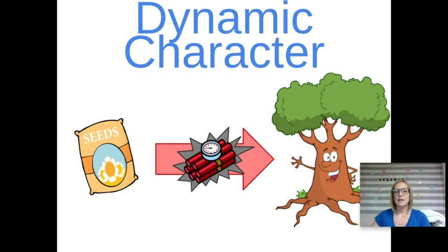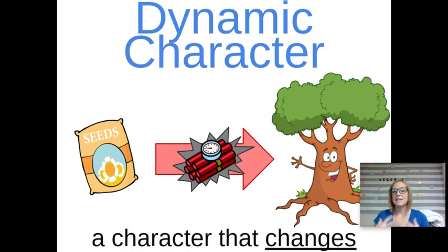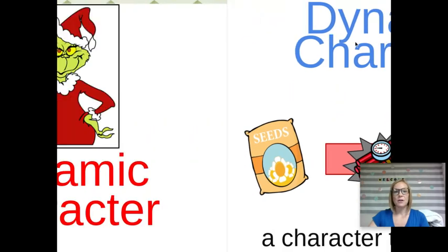Next, we have dynamic character. I always like to tell students this is like a dynamite character. So think about if you have dynamite and you put it somewhere in a building, in a vehicle or something. Hopefully none of you actually do that. But it would blow that thing up or that building up, and it would completely change it. So think about this. A dynamic character is a character that changes. Think of dynamite. It changes, okay? So dynamic, dynamite, they change.